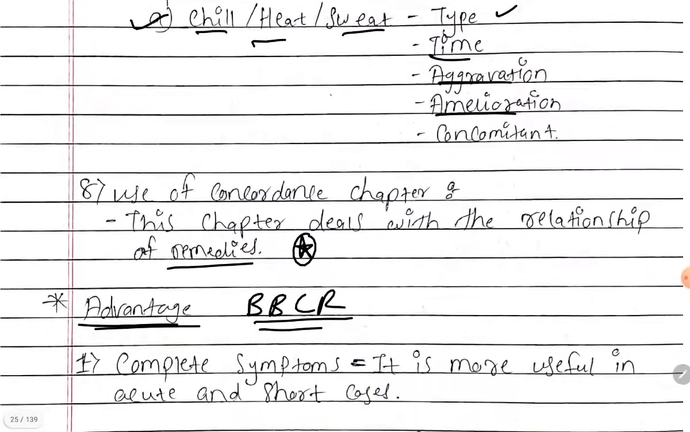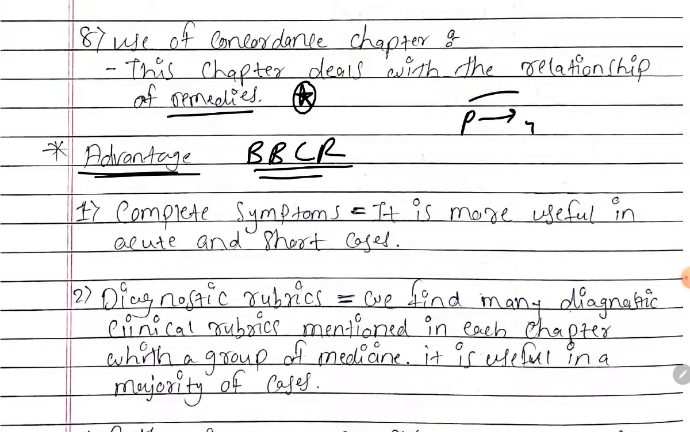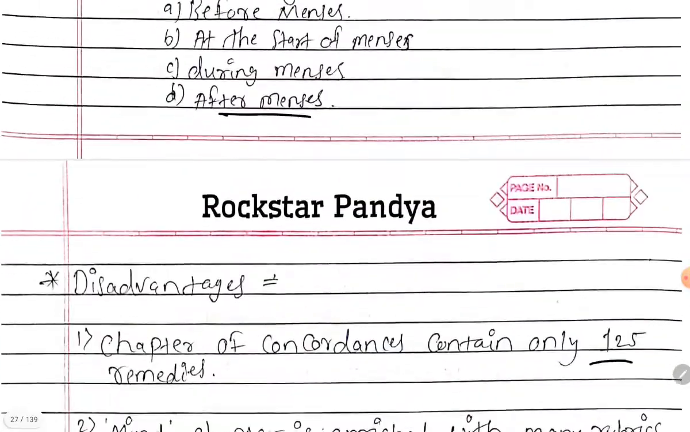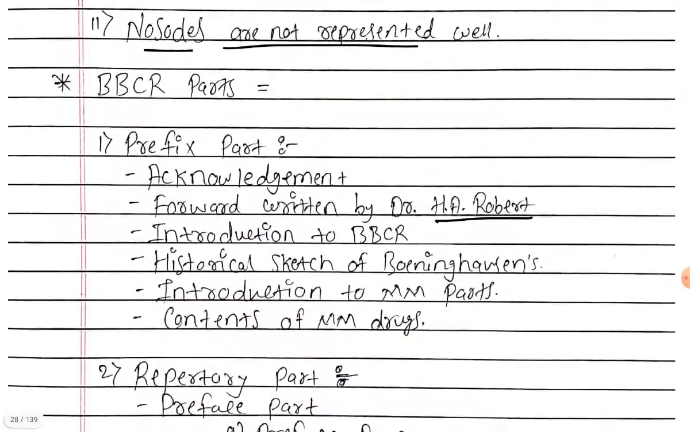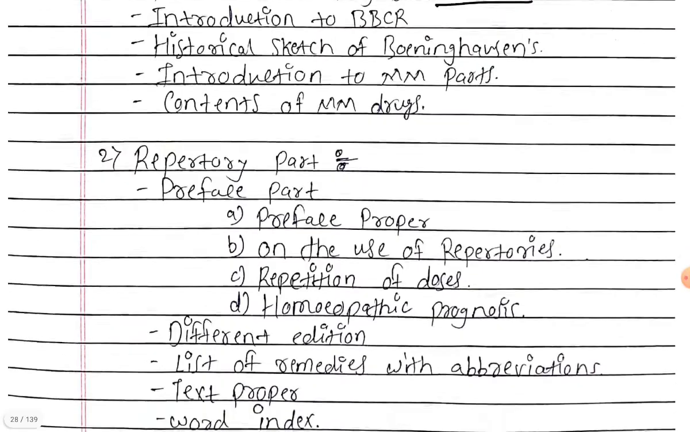So we also have to remember that in this repertory we generally go from particulars to general, which is P to G. In Kent we had G to P, but here we go from P to G, which is particular to general. And lastly, we saw the advantages and disadvantages of this BBCR repertory. So with this, we have covered the BBCR repertory for you all.